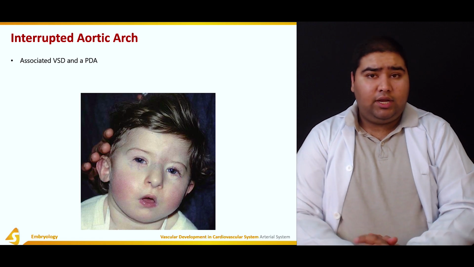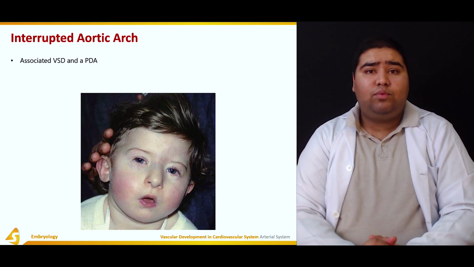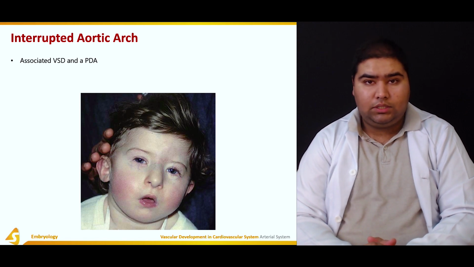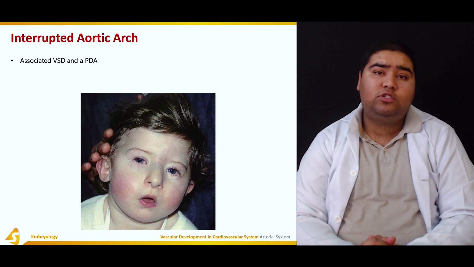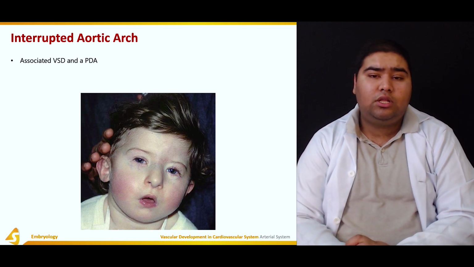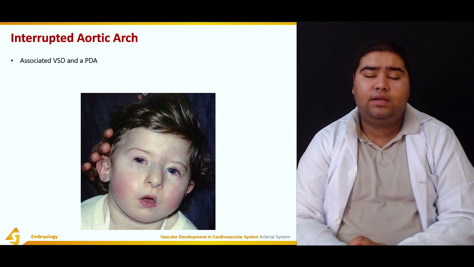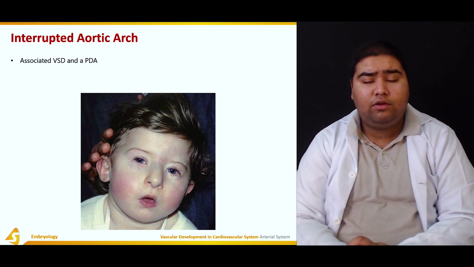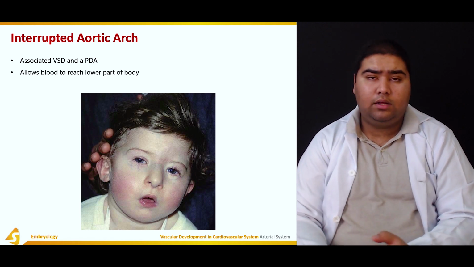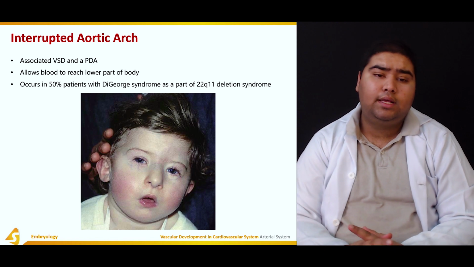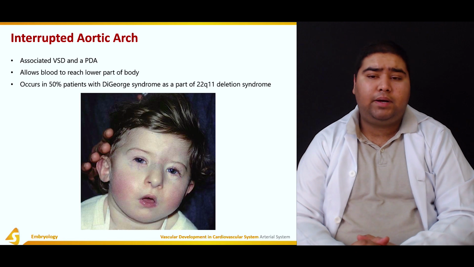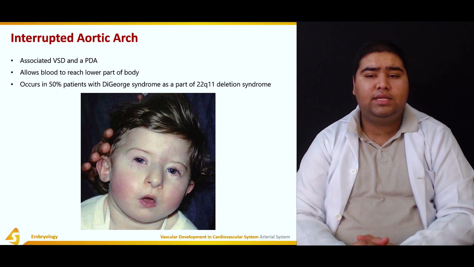So, interrupted aortic arch is also associated with ventricular septal defect and a patent ductus arteriosus. Obviously, it has to be associated with these conditions because it allows the blood to reach the lower part of the body. Otherwise, there would be no blood flow to the lower part of the body, and it would not be viable with life. It occurs in 50% of the patients with DiGeorge syndrome as a part of 22q11 deletion syndrome.